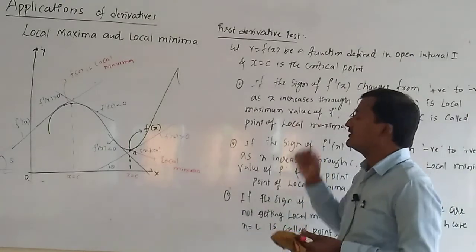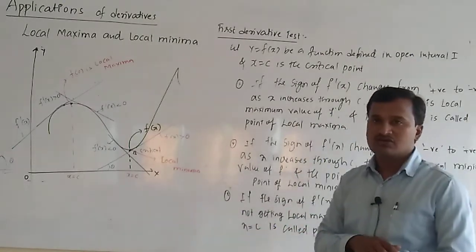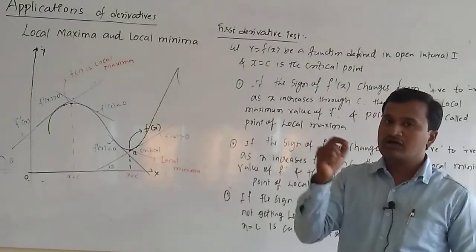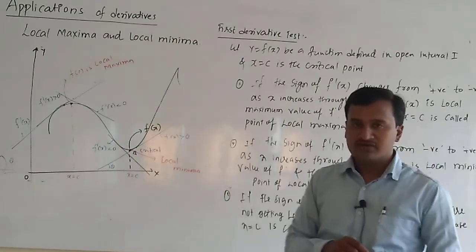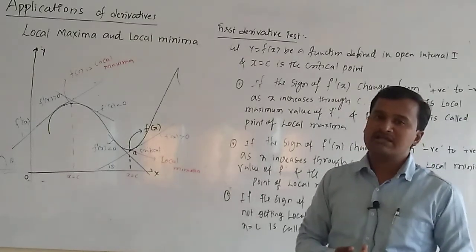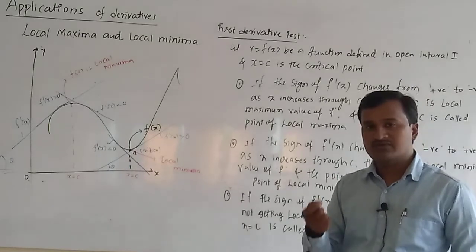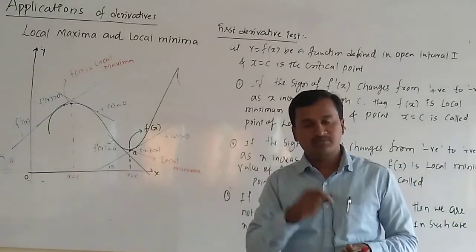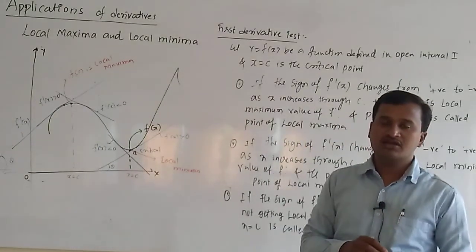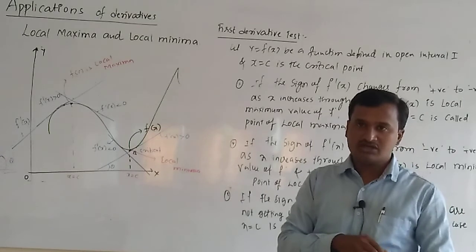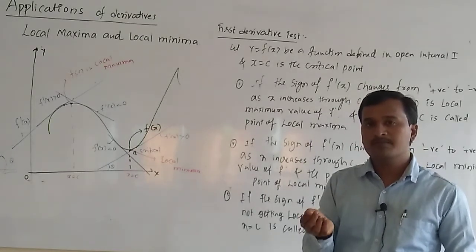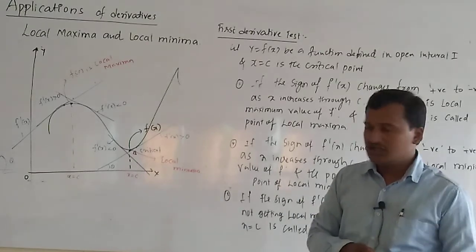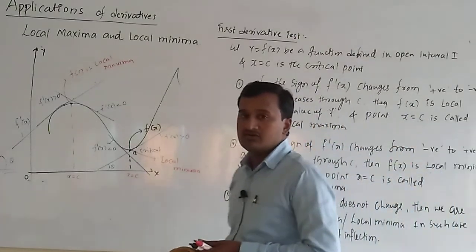So this is about the first derivative test, right? The first derivative test helps us to find the local maxima or local minima of a function. If you want to find local maxima, you have to check that the sign of f dash of x changes from positive to negative. If you want to find the local minima of the function, you have to check that the sign of f dash of x changes from negative to positive, right? So this is called the first derivative test.